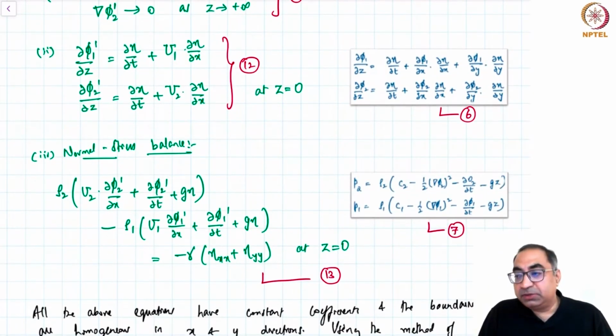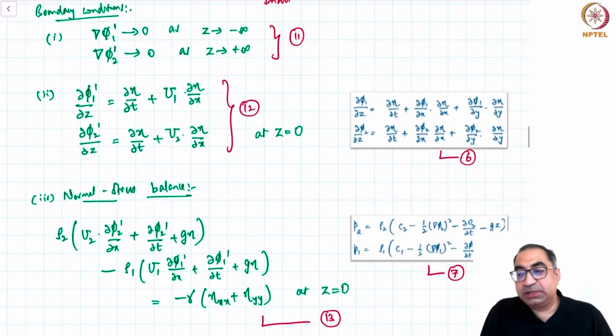So the boundary condition terms are basically 11, 12 and 13. They are the boundary terms in the far field. Then we have two sets of boundary conditions at the interface. One is the kinematic condition, that's equation number 12. And then we have the normal stress balance at equation number 13. If we do not have surface tension, then the pressure is continuous. But because there is surface tension, the pressure at the interface undergoes a discontinuity, and the curvature itself in the linearized form is shown in equation number 13.